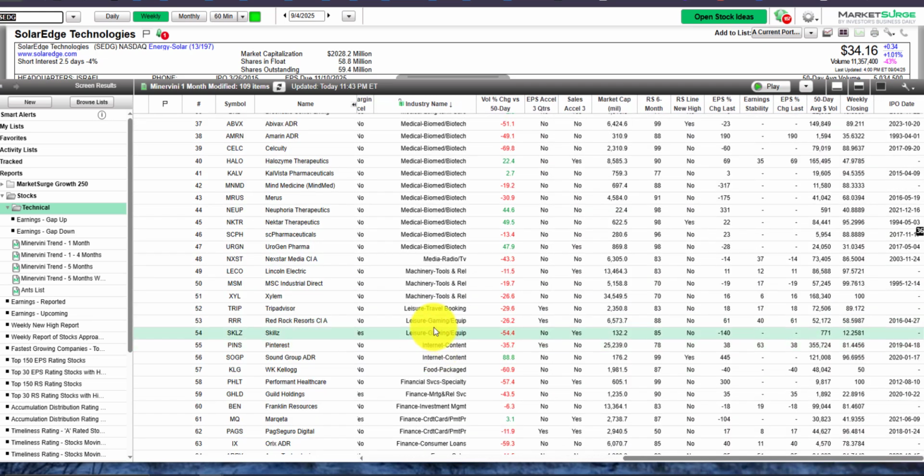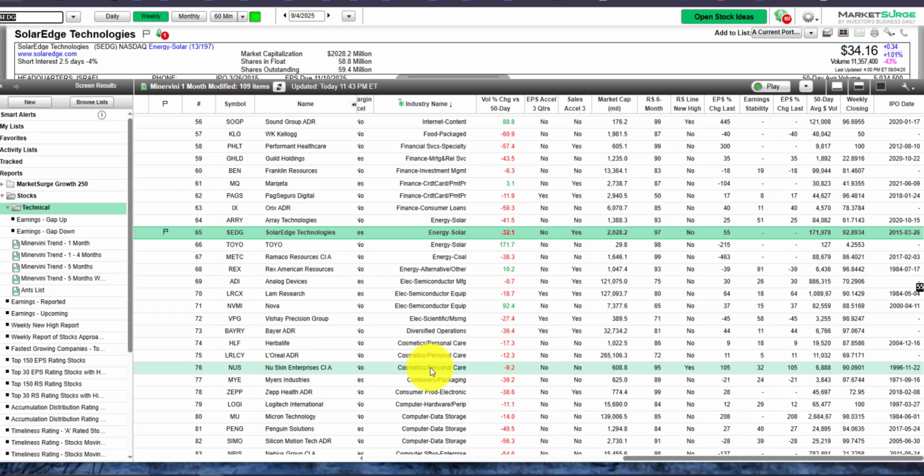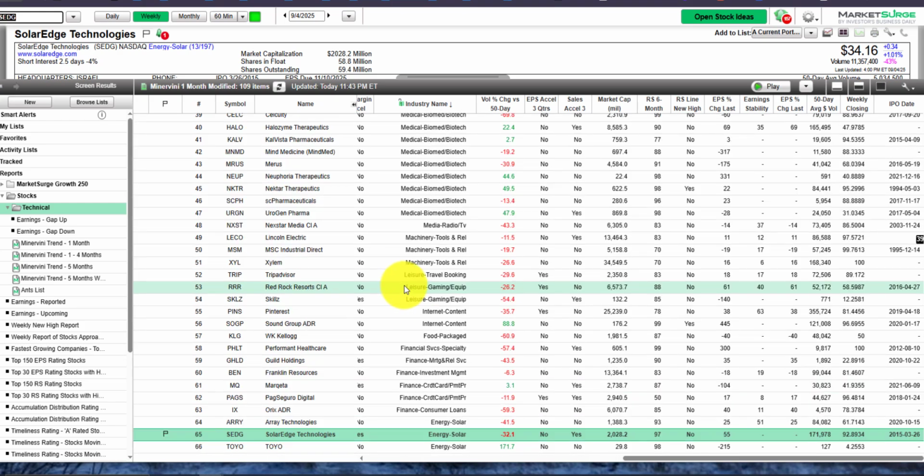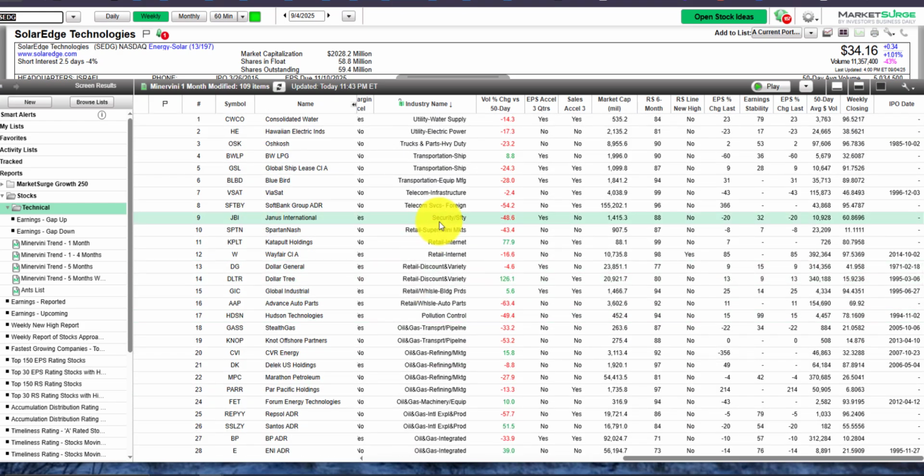Few machineries, few finance, few semiconductor. Cosmetics seems to be warming up. I was just looking at 𝐹 today. Computer data storage, yeah, MU and Penguin. Computer software database. So I think maybe let's look at just a few of these industry groups.